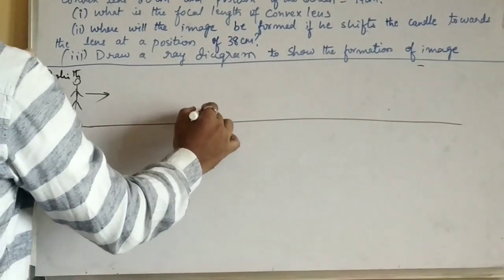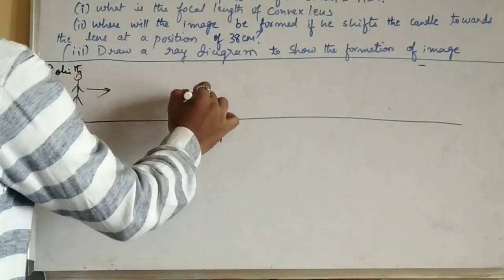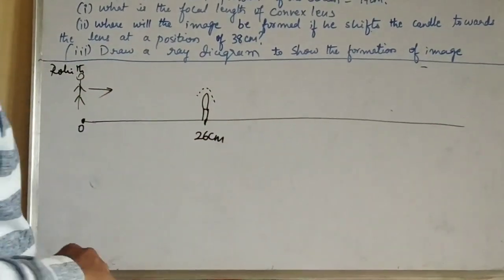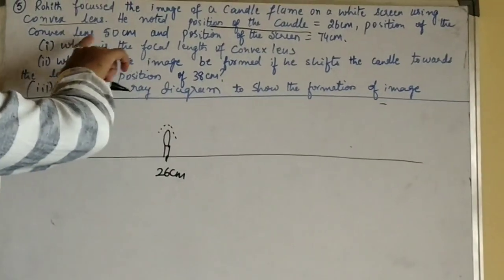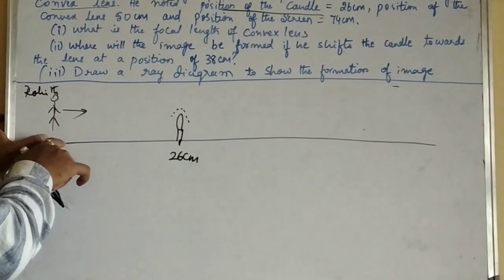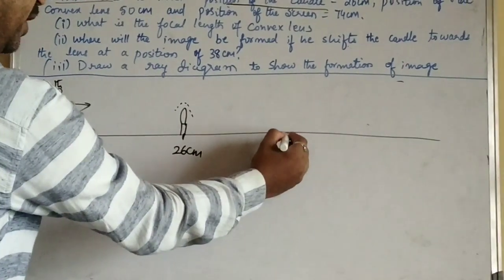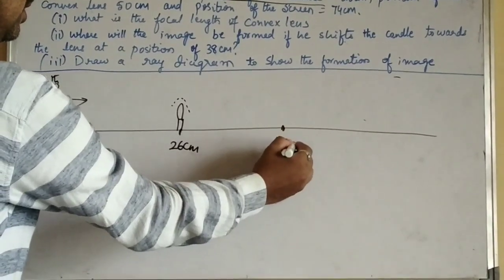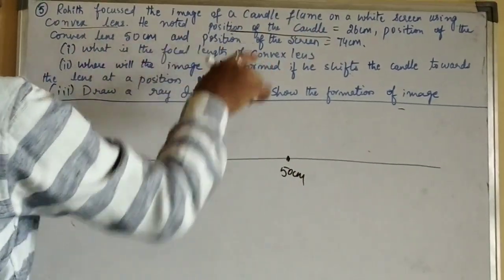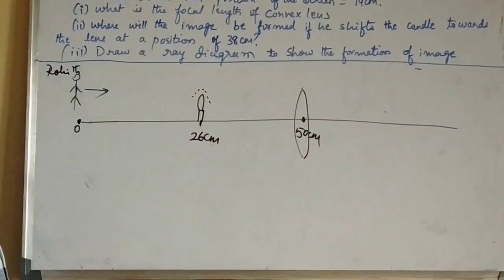Now here you have the candle. Now the position of the convex lens is 50 centimeter. Again from here, that is from 0, 50 centimeter will come around here. At this point, there is the position of the convex lens.